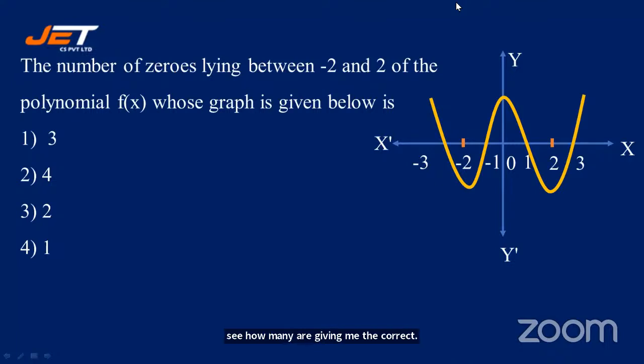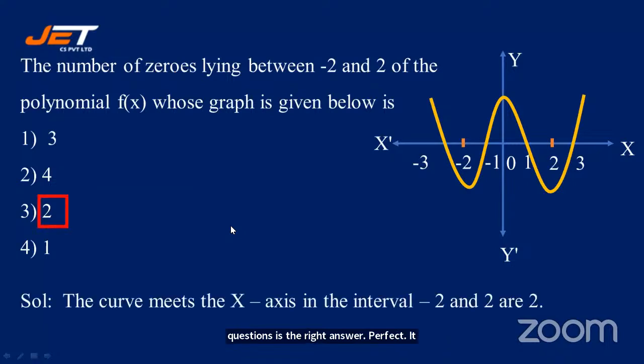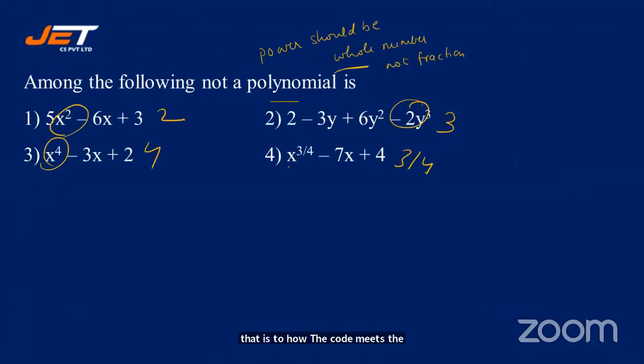Yes, option 3. Excellent. I think you all are very much familiar with polynomials. From the beginning, I'm getting almost all questions as a right answer. Perfect. See, it is option 3, that is 2. How? The curve meets the x-axis in the interval minus 2 and 2 at 2 points. All right? Yes. See the next question.